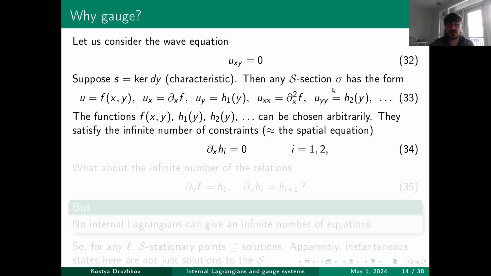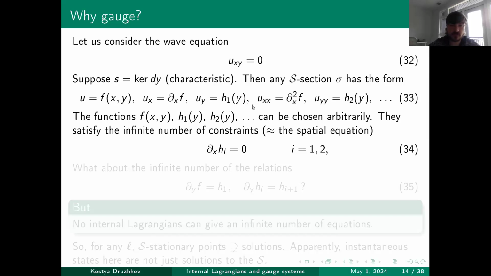Then any section has the form 33. Any section is given by an arbitrary function of x and u, taken as the right-hand side of this relation. Its x derivatives are defined unambiguously then, x derivatives of u. But y derivatives are not defined by this function f. And actually, the corresponding right-hand sides can be chosen arbitrarily.